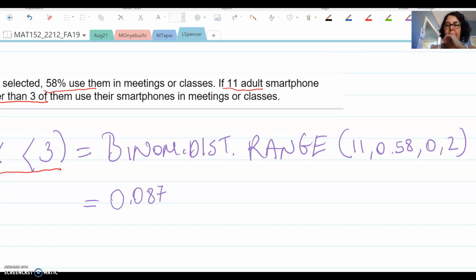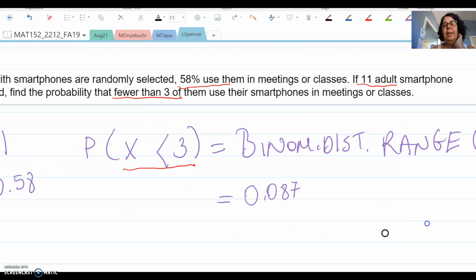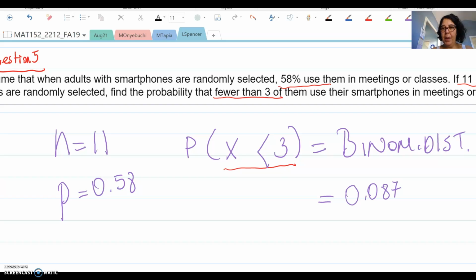All right. So then you put that into the binom.dist.range formula. I put it into my Excel. Excel produced this, as you see here. Then I'm taking 4 decimal places, 0.0086. Actually, it needs to be 0.0087. This is how MyStatLab wanted it, and then it accepted my answer.